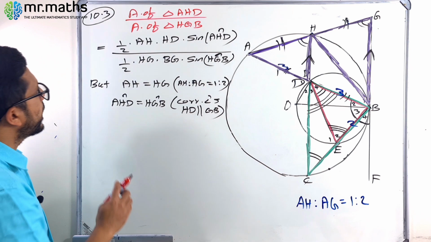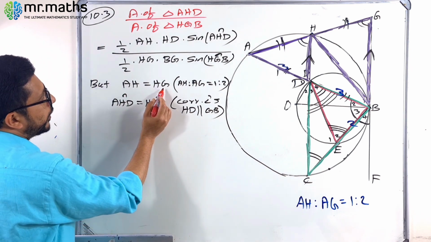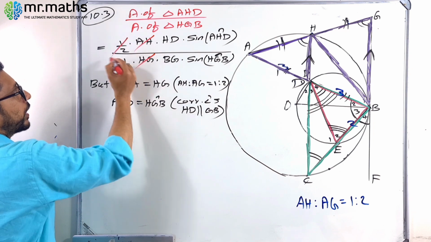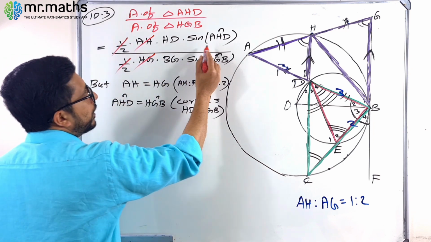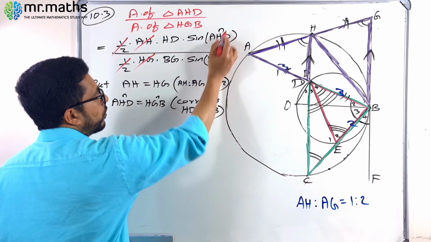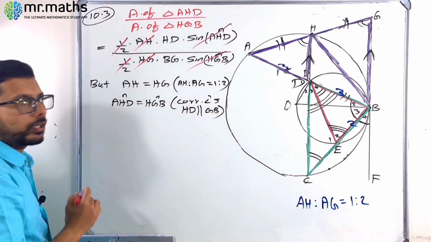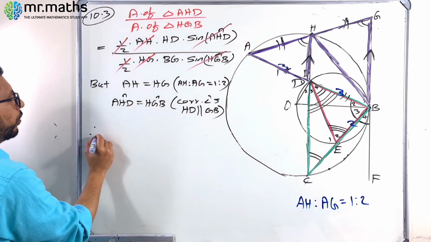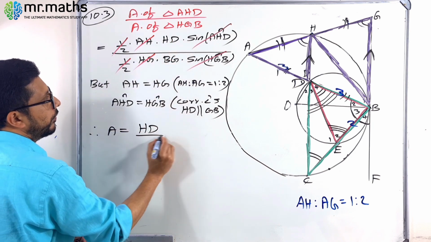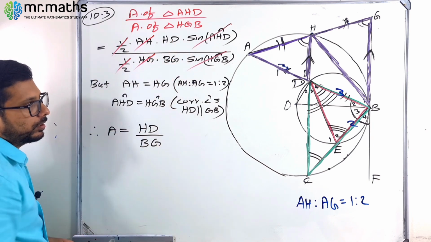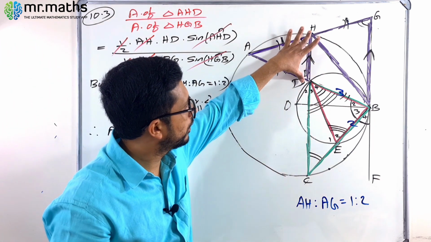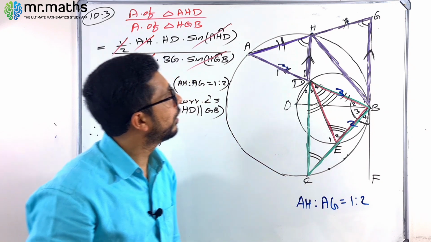Now look at this one. AH is equal to HG. These two are equal, so we can cancel the half. Then AHD and HGB are equal, so sine of those same angles are also equal. So what is remaining? Now the remaining is only this HD divided by BG. So where is HD? This length divided by GB.